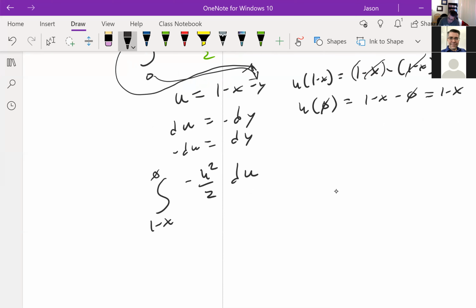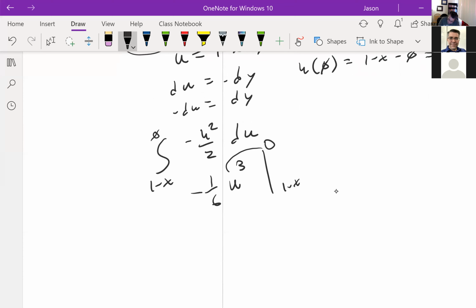Okay, so what happens when I integrate this thing? This becomes negative 1/6 u cubed, evaluated from 0 to 1 minus x. Plug in 0, we get nothing. So this is 0 minus 1/6 times 1 minus x. Minus a minus becomes positive either way, and this is cubed.